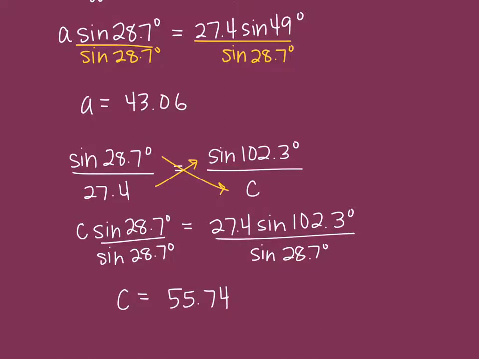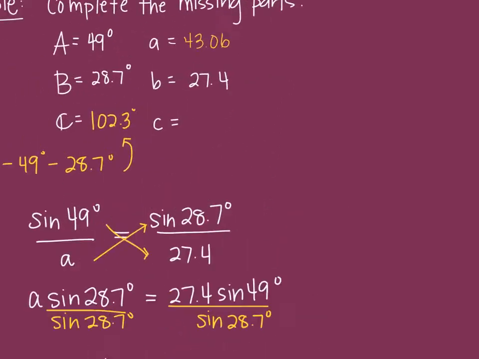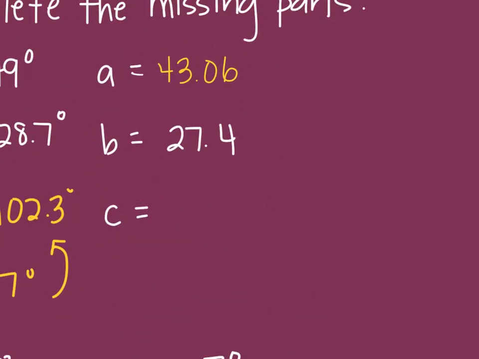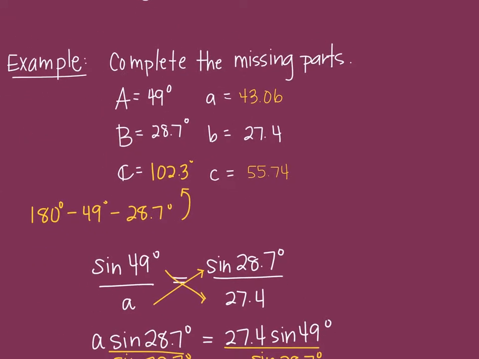One of the smallest little mistakes that I see people make is that they just don't use the word sine. They'll do 27.4 times 102.3 divided by 28.7. They'll leave the sine out of it altogether. Okay, that would be incorrect. So we got 55.74. And now we have completed the 6 parts of the triangle, the 3 that we needed to find.